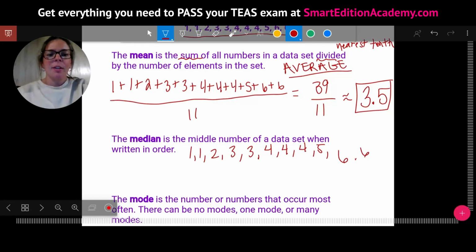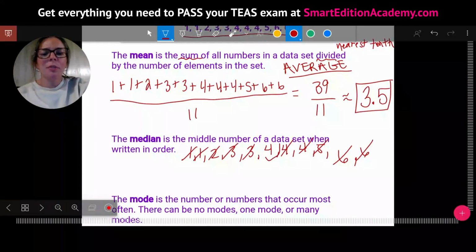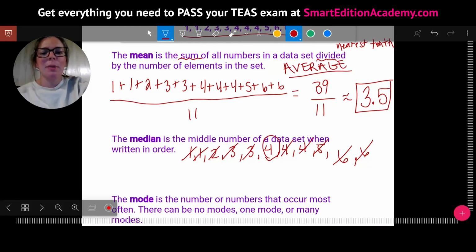Okay. So to find the median, what I like to do, I'm just going to cross out one at the beginning and one at the end until I only have 1 or 2 numbers left. In this case, I have an odd number of data points, so I will only be left with 1 in the middle. This would be my median. My median would be 4. If we had an even number of data points, which we will see later, then you have to find the average of the 2 that are left over. But for this one, we just have a median of 4.